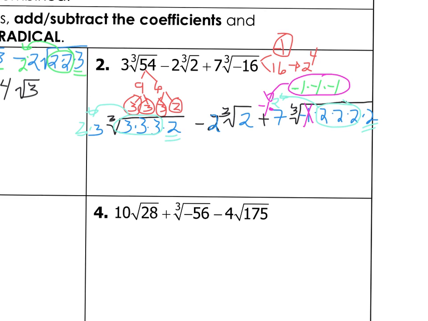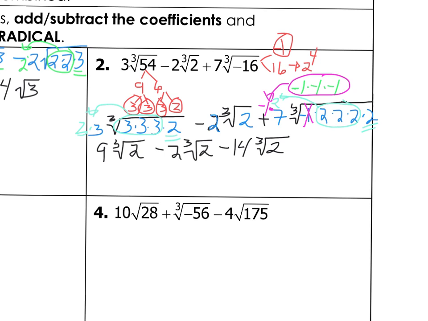So right now what I have is 3 times 3 is 9, cube root, and then I have 2 left over. Then minus, nothing happened to the 2 cube root of 2. I couldn't simplify that. And then plus 7, so here I have a 7 times a -1, which is -7, times a 2, which is -14. So actually, instead of a plus, I'm going to change that to a minus, because it's -14. And then cube root of, and then we have a 2 left over.